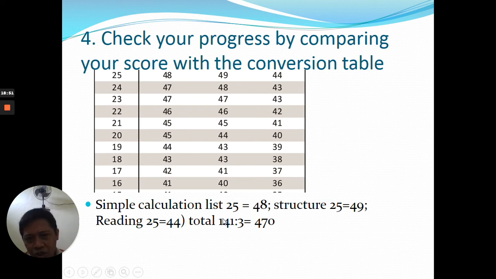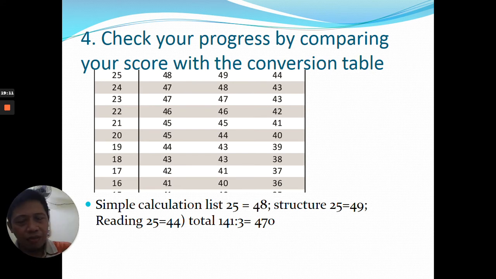So what is your score actually? Your score is 141 divided by 3, it's actually 47.047, and you multiply by 10. So your TEP score is 470.